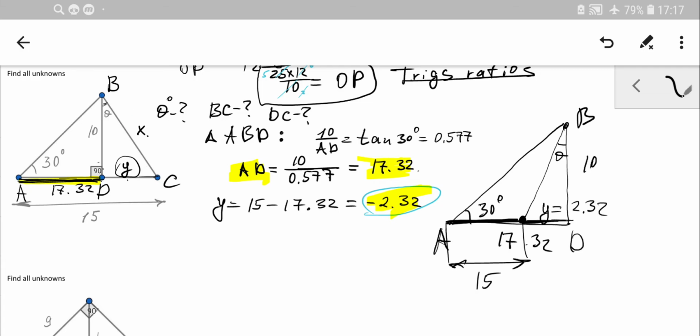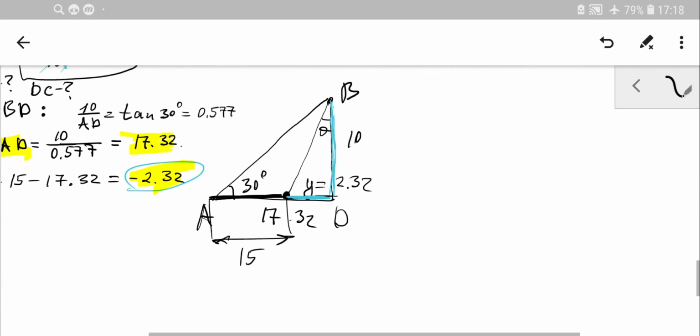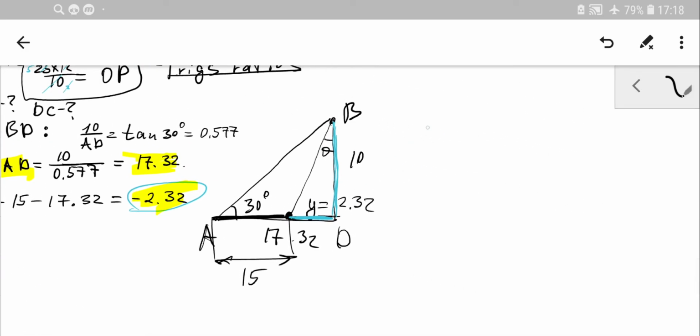Okay. So we need to find the angle theta now. Let me mark what we know. We know this side, it's y, 2.32. We know this side is 10. How to find the angle theta? We need to divide the opposite side, which is y, by the adjacent side 10, okay? And that gives us tangent of theta. Instead of y, we put 2.32 that we recently found, and we divide by 10.